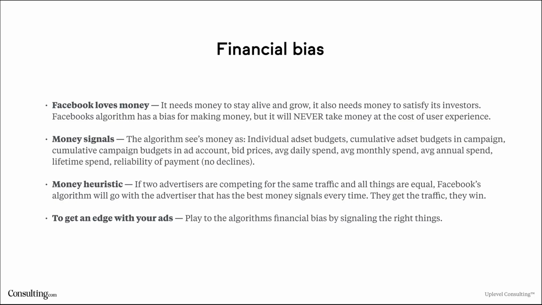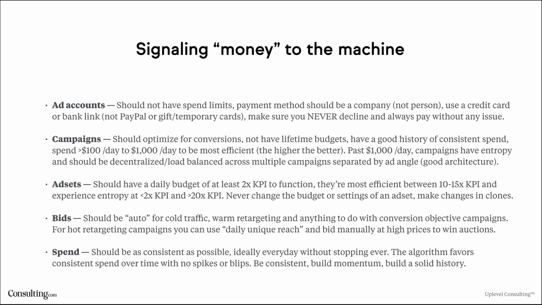To get an edge with your ads, you want to play to the algorithm's financial bias by signaling the right things. You want to look like money. Here's how we signal money to the machine. Ad accounts: you should not have spend limits on your ad accounts. You should do your budgets and control your spend at the ad set levels within campaigns. Don't set a spend limit on your ad account. It's not a good signal and it's not necessary anyway.